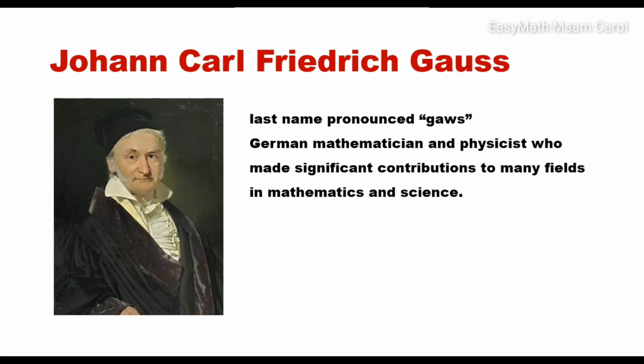Johann Carl Friedrich Gauss, so his last name is pronounced Gauss, is a German mathematician and physicist who made significant contributions to many fields in mathematics and science. So, siya yung isang mathematician. Sa kanya galing yung method o procedure na pag-aaralan natin dito sa video na to. Si Johann Carl Friedrich Gauss.